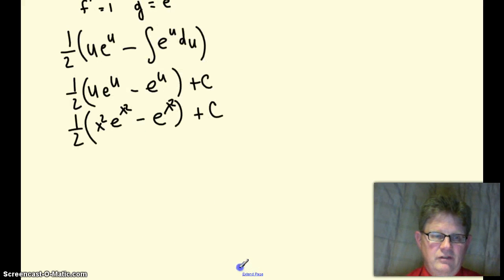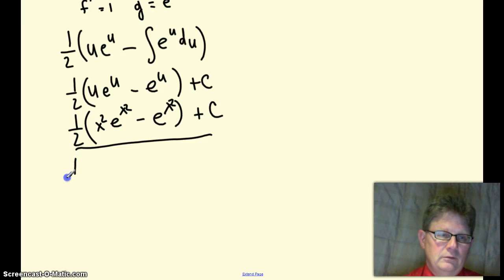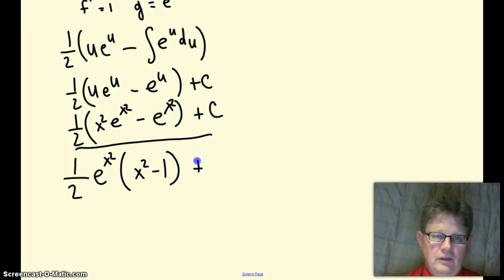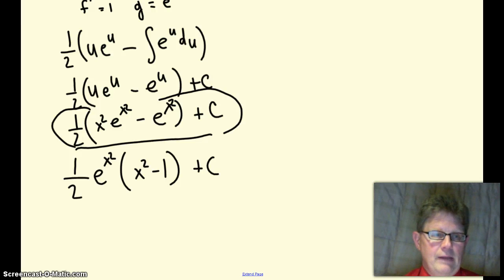And I'm not saying you have to do that. That's fine for me. But if this were a multiple choice question, it would probably be 1/2 e to the x squared times x squared minus 1 plus a constant, factoring out an e to the x squared. I'm just saying that's probably what it looked like. You could leave your answer like this and I would not have a problem with it. But you know, sometimes reconciling your answer with the multiple choice answer can get a little complicated. Alright, let's go ahead and move on to the next one.